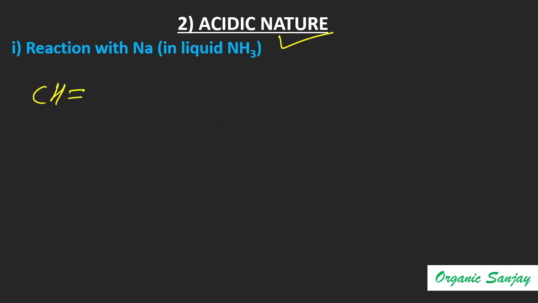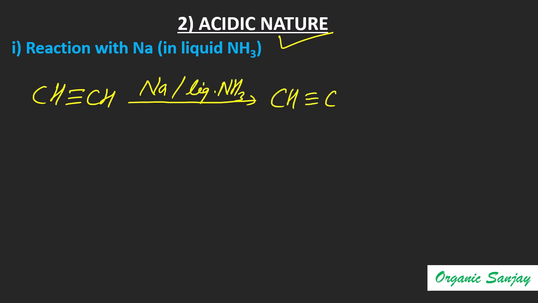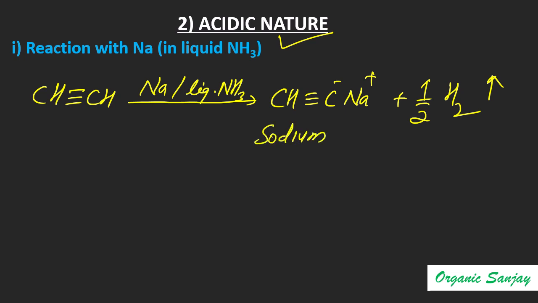Ethyne, CH triple bond CH. When ethyne is allowed to react with sodium in the presence of liquid ammonia, it gives CH triple bond C minus Na plus, and the H is obtained as hydrogen gas. For balancing, I am keeping 1/2 here, and this product is called sodium acetylide.